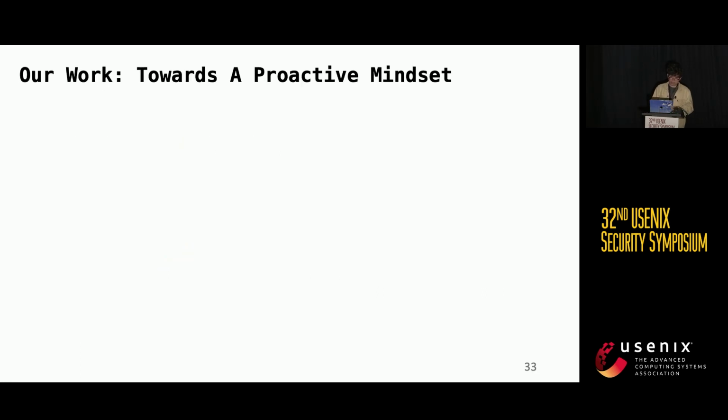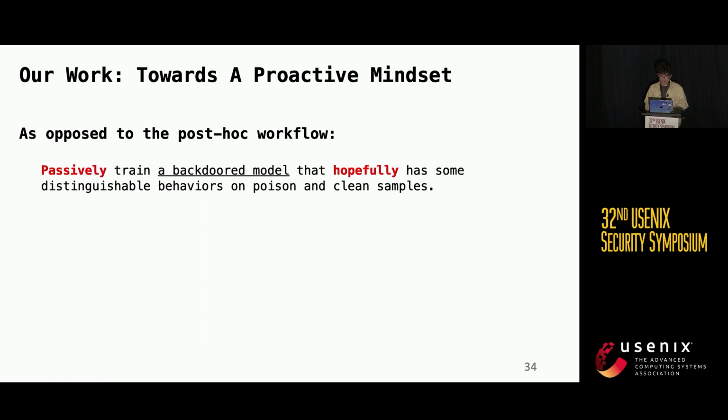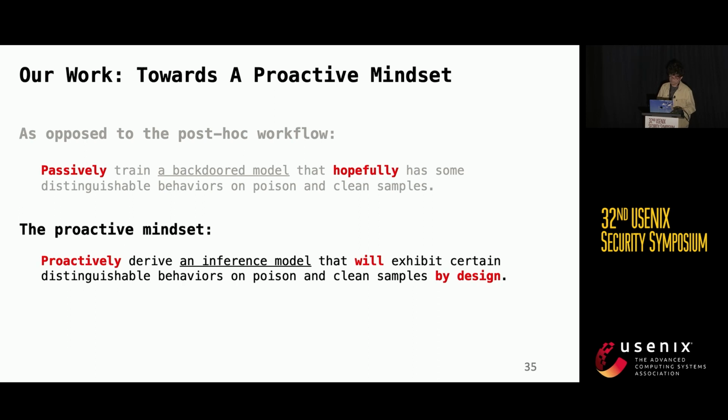Based on this limitation, in our work, we propose a proactive mindset to mitigate this limitation. The idea is, as opposed to a post-hoc workflow that just passively trains a backdoor model routinely on the poison dataset, and hopes that it has some distinguishable behaviors on poison and clean samples so we can use them to detect poison samples, we propose that maybe we can proactively derive an inference model on the poison dataset that will exhibit certain distinguishable behaviors on poison and clean samples by the design of the inference model. So how can we do this?